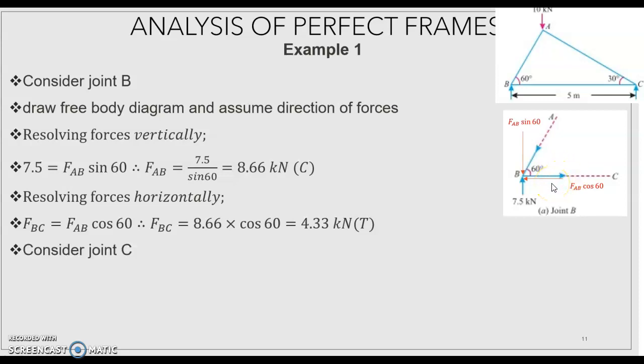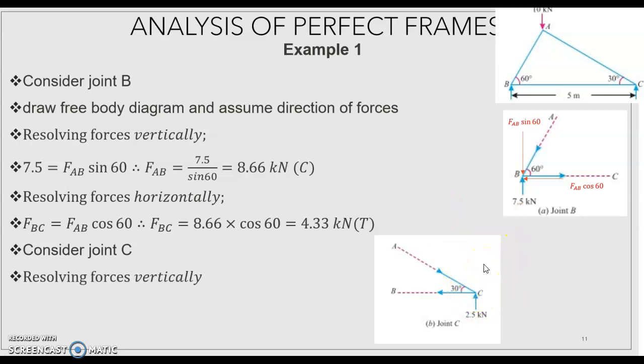That is tension. Then consider the joint C, another joint. Then resolve vertically. Here the 2.5 vertical support reaction is upward, and the vertical component of AC acts downward, that is FAC sin 30. So equating these two, we get FAC.